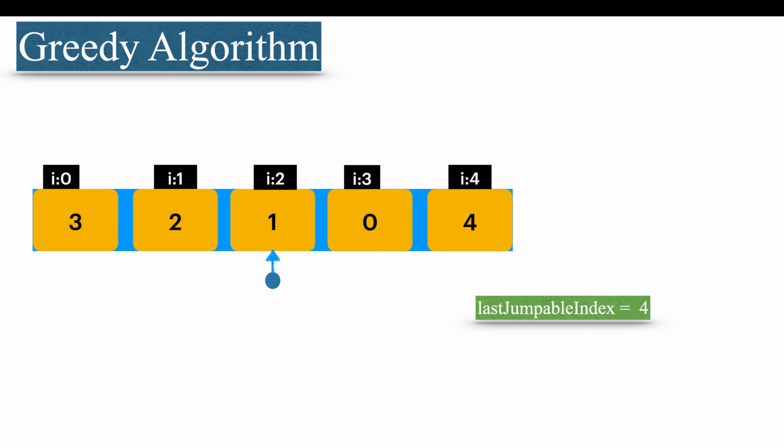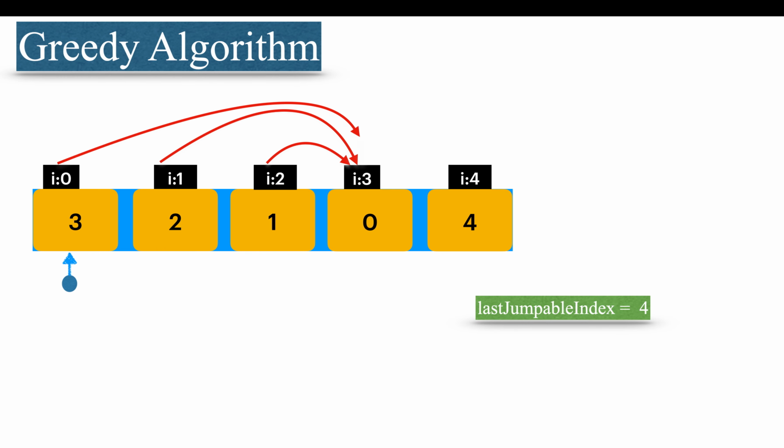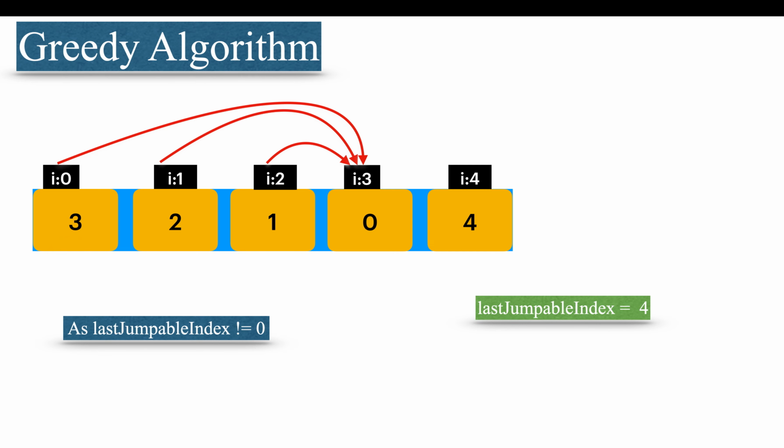Let's move on to the previous index. From index 2, I cannot reach index 4, I can only reach index 3, so there is no update on the last jumpable index. Similarly, from index 1, you can still only reach index 3. Similarly, from index 0, you can still only reach index 3. So as you are not able to reach the last jumpable index, there is no change in the last jumpable index. So as the last jumpable index value is not equal to 0, we just return false.